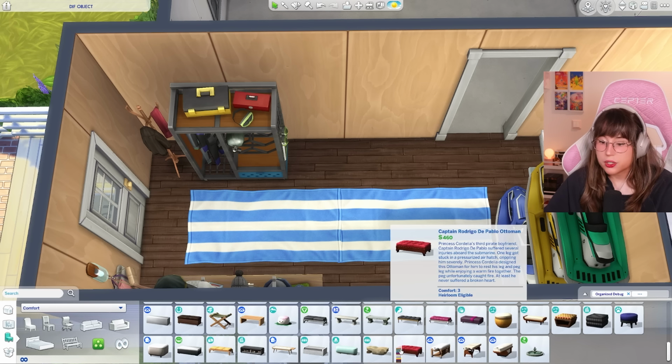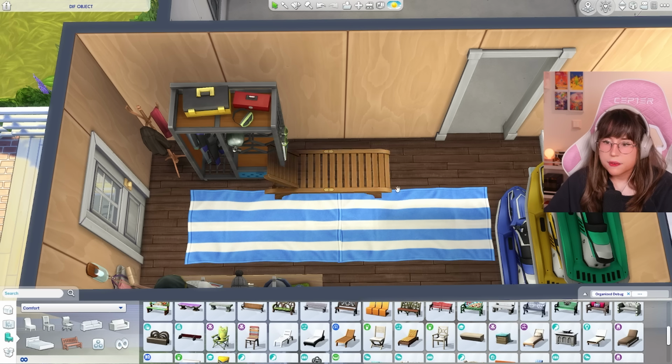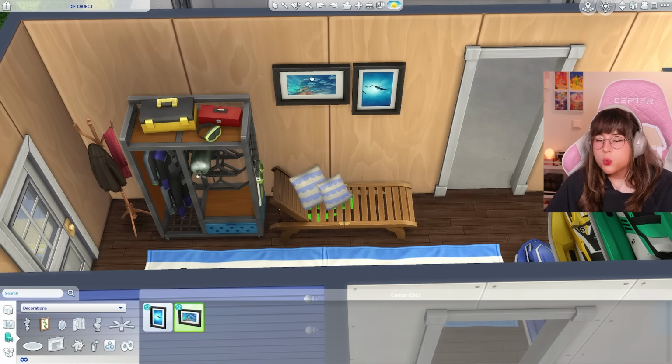And what can that be? A sun lounger. Should maybe have a sun lounger like that one. And then also put some pillows on there. Oh, and then also these pictures. We can have that on the wall.